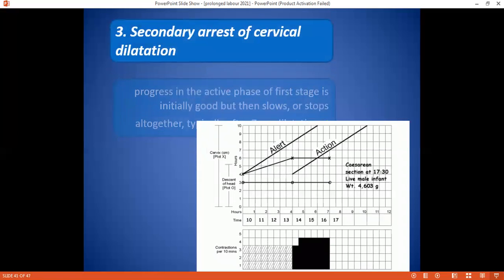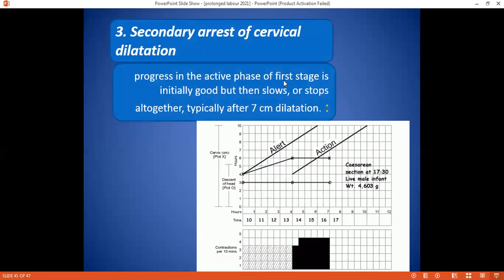Secondary arrest of cervical dilatation. The progress in the active phase of the first stage is initially good. It is a secondary arrest. So initially it was satisfactory and then it will arrest altogether, then slows or stops, typically after 7 cm.